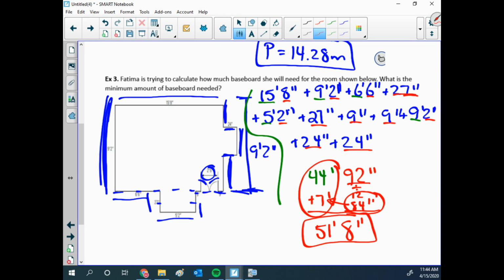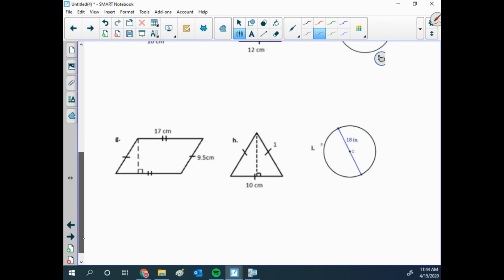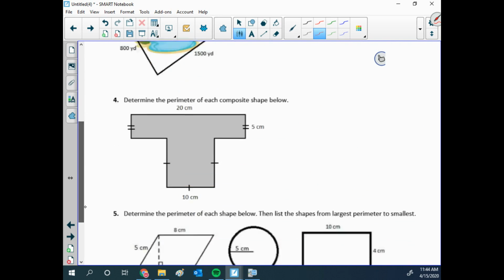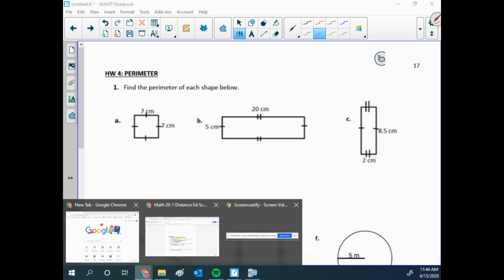Okay, that's probably one of the hardest questions you'll see. So here is the homework on perimeter. There's some basic shapes, and then there are some problem-solving composite shapes to follow. So do a few questions in the homework. Remember, the pictures of my final answers for the homework are online, so you can check that. And once you're done and you feel comfortable, please go attempt the quiz. Thank you.